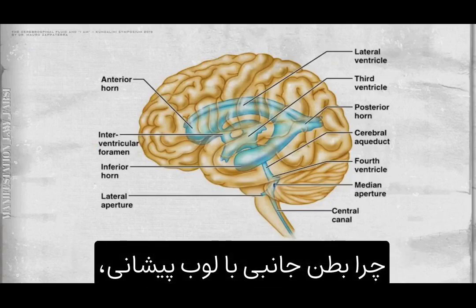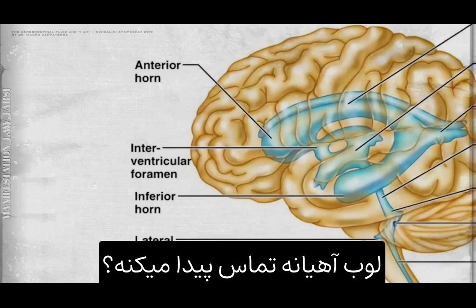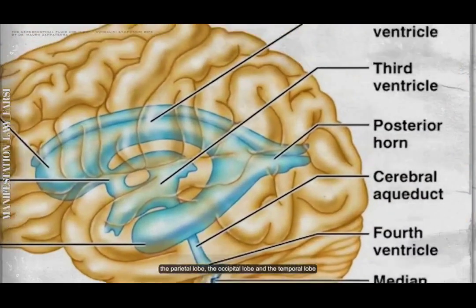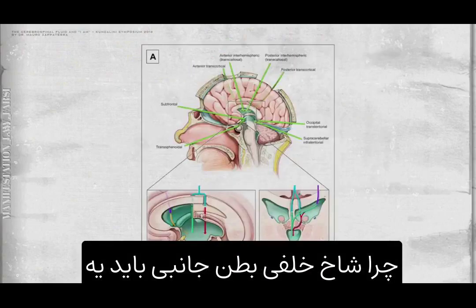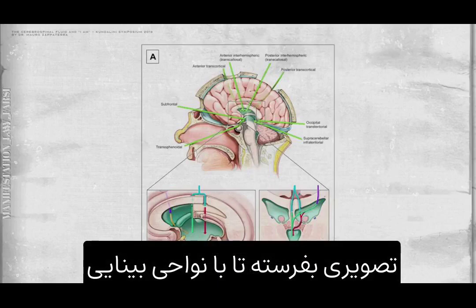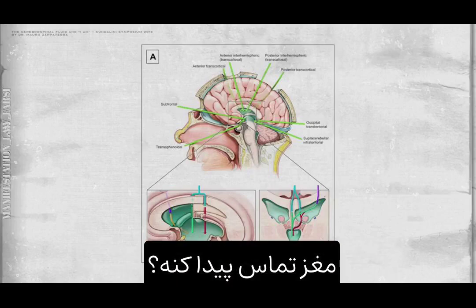Why does the lateral ventricle make contact with the frontal lobe, the parietal lobe, the occipital lobe, and the temporal lobe of the brain? Why does the posterior horn of the lateral ventricle need to send a projection to contact the visual areas of the brain?